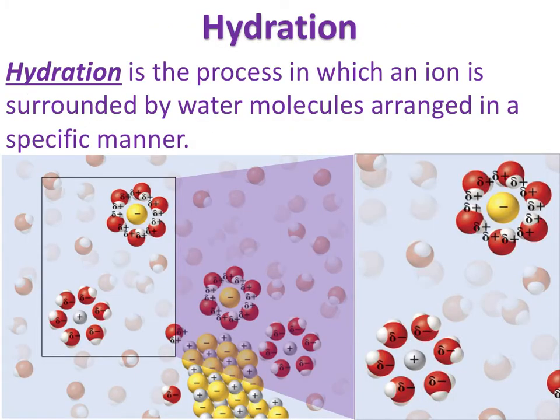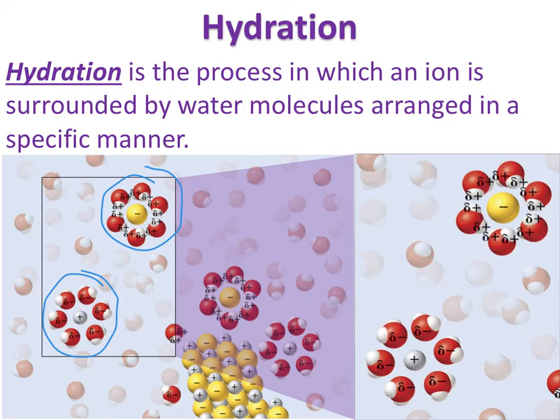Hydration is the process by which a solute is surrounded by the polar water molecules. Anions have the hydrogen or positive end of the water pointing toward the ion. Cations have the oxygen or negative end of the water pointing toward the ion.